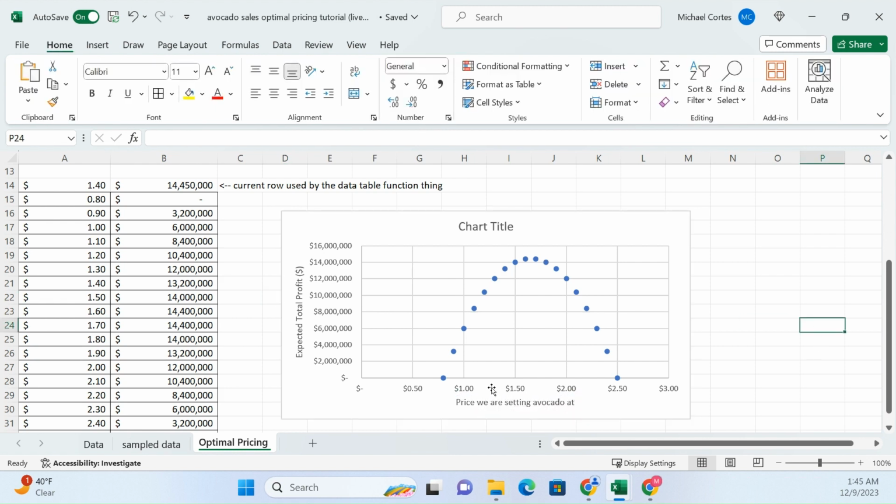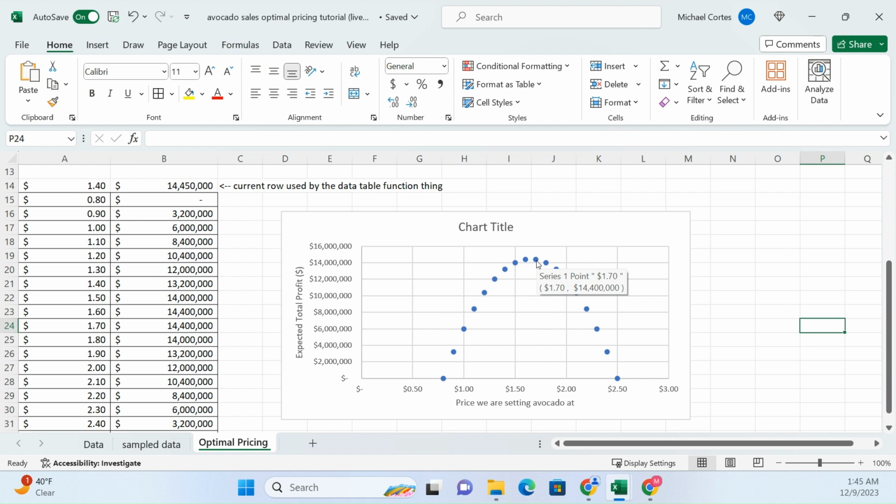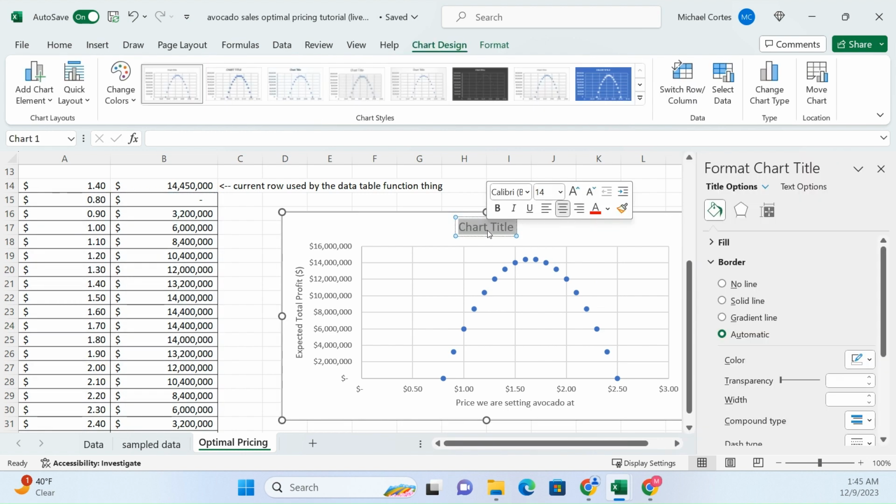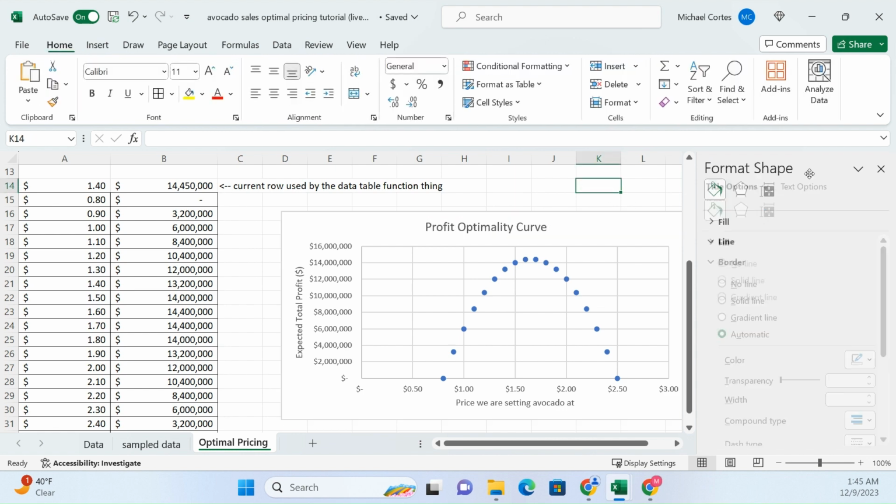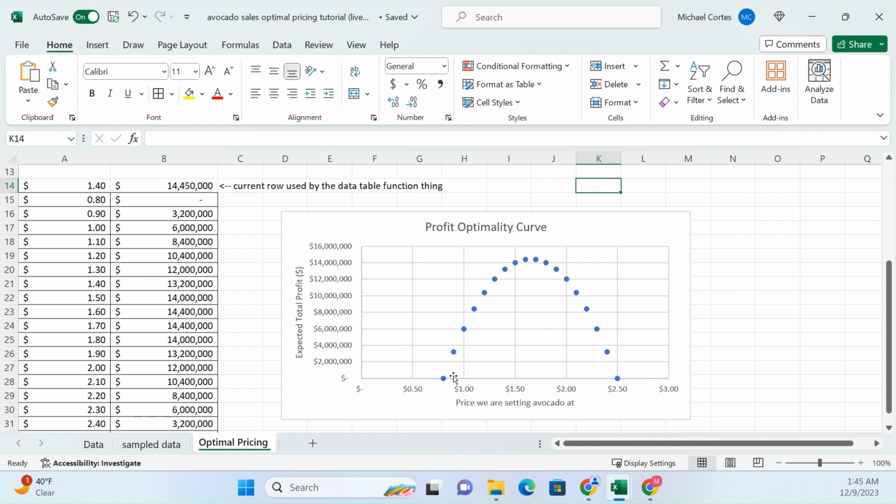So again, if you want to maximize your profit, which is generally what you're trying to do, you want to, in this case, pick it to be $1.60 to $1.70 per unit, and that will, in expectation or on average, guarantee that you would make the most total profit. So that's basically the method in a nutshell. You want to construct this profit optimality curve, and once you have this, you just find the maximum.